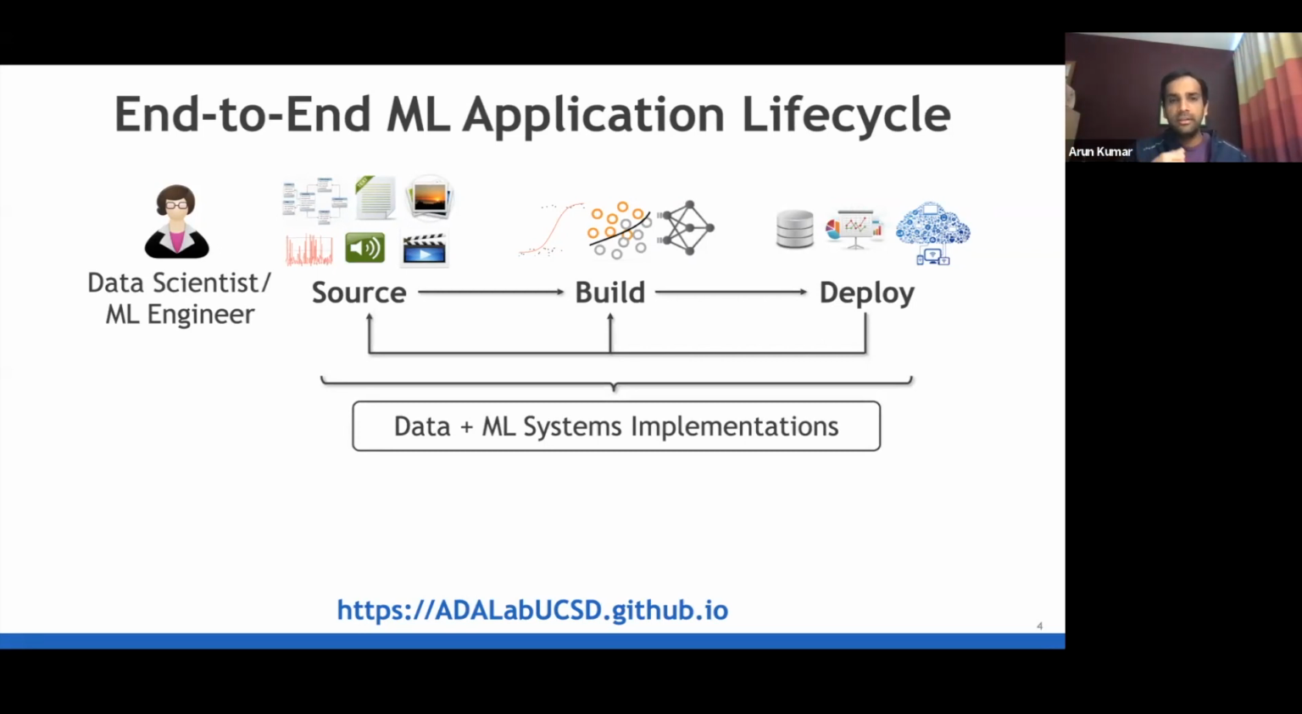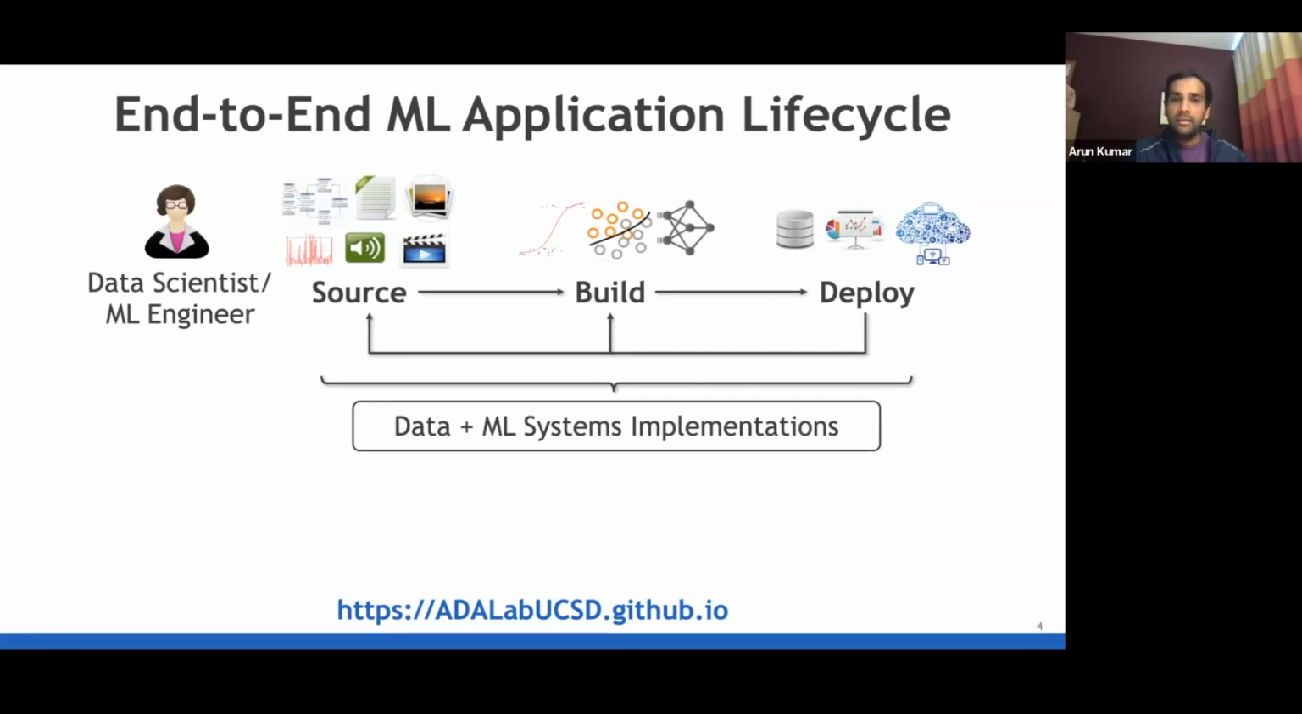In the source stage, these professionals are tasked with converting raw data that sits in their data warehouses and data lakes, like multi-table relational data, text corpora, time series, multimedia data, into what we call ML-ready data sets. This is where data sets on which ML can be applied. And this involves things like collection of data, curation, cleaning, potentially labeling, transformation, and preparation.